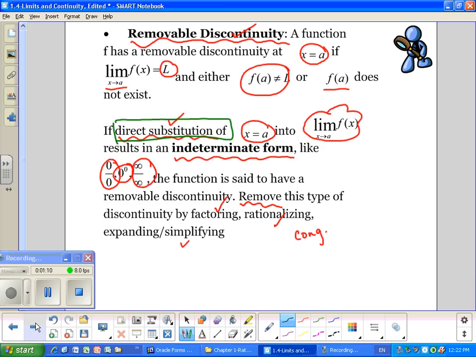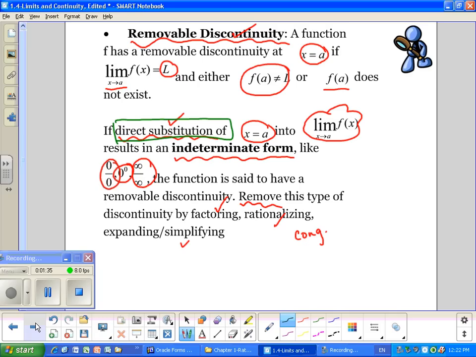A removable discontinuity. What is that? If you remember back to advanced functions, if you have it, remember how we got a hole? What happened when we had a hole? Okay, the denominator and the numerator would cancel out. Here's a case where you had to remove something. It is a removable discontinuity because something you had to rearrange.